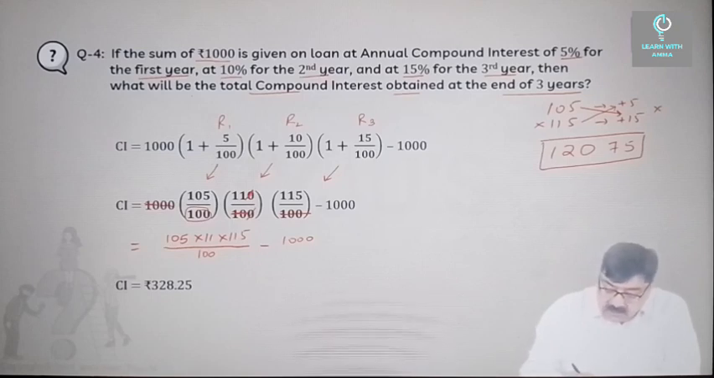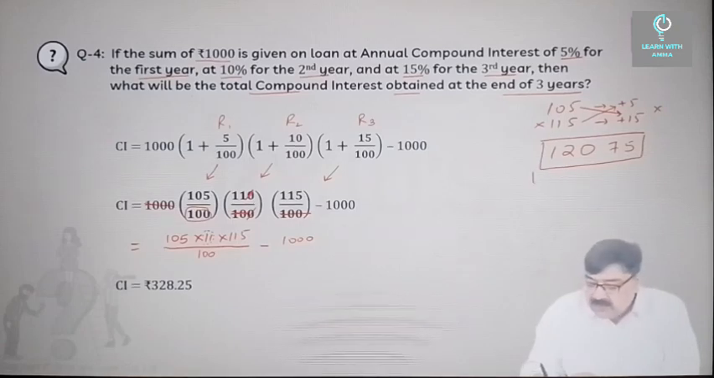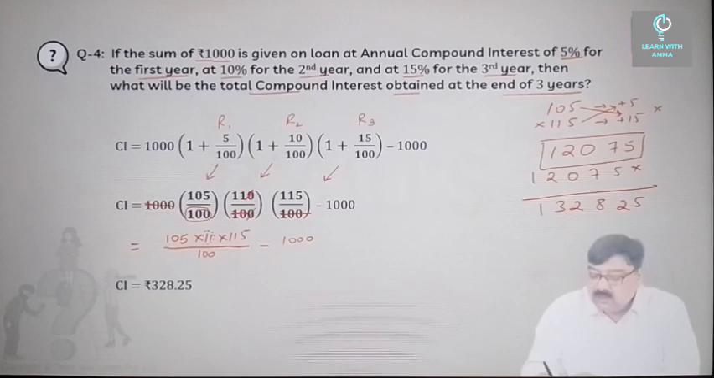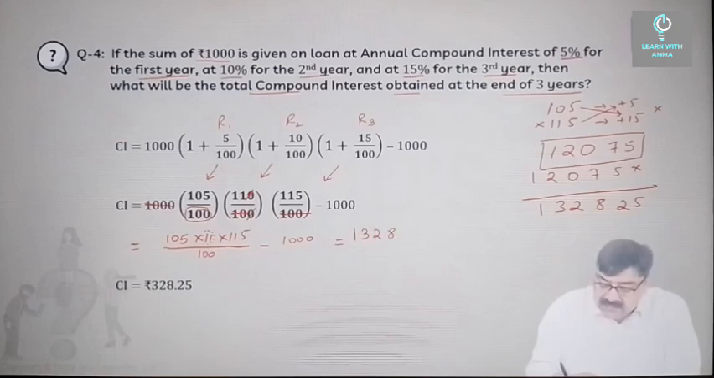But we still need to multiply this with 11. So as simple as that, 12075, and then once again 12075, because there would be a cross here, right? So 5, 2, 8, 2, 3, 1. So what you get here is 1, 3, 2, 8, 2, 5, because it is divisible by 100.